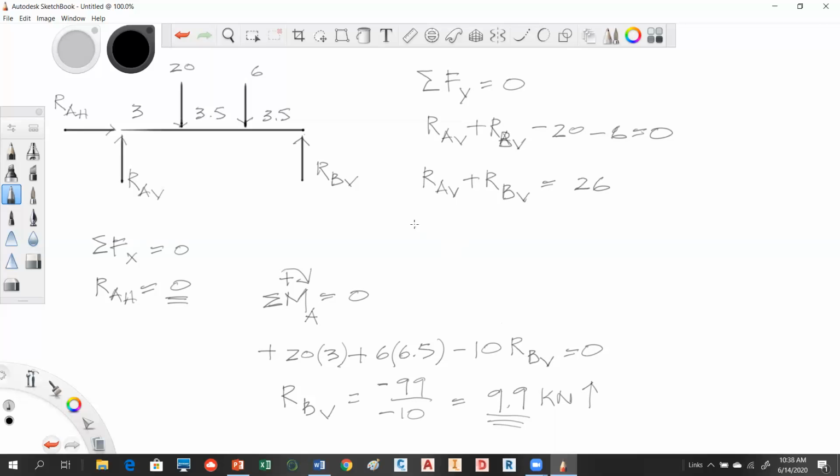Plugging that back in, we have RAV is equal to 26 minus 9.9, which gives us 16.1 kilonewtons. Also a positive answer, and so therefore there's our solution. So resolving everything, pretty easy. These should equal each other and are equal to the original. That's the easiest way to do that.